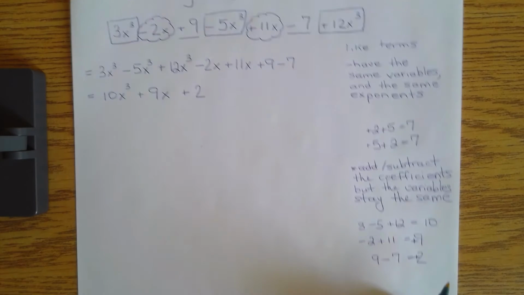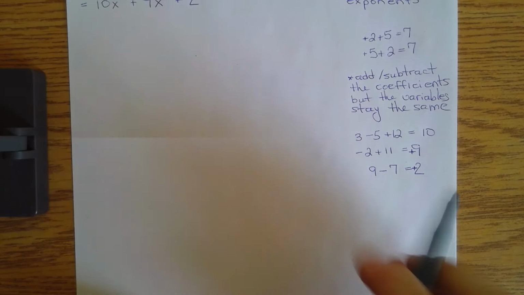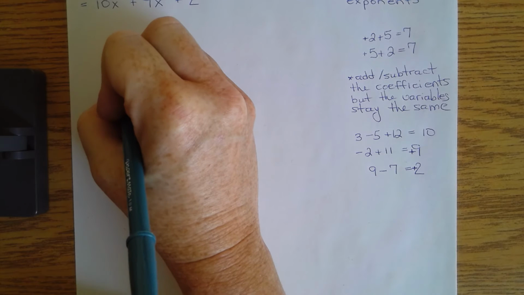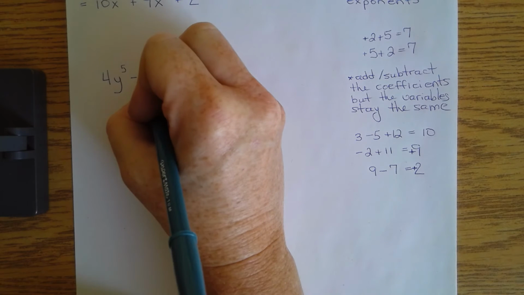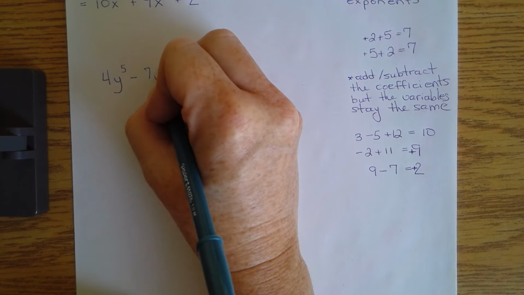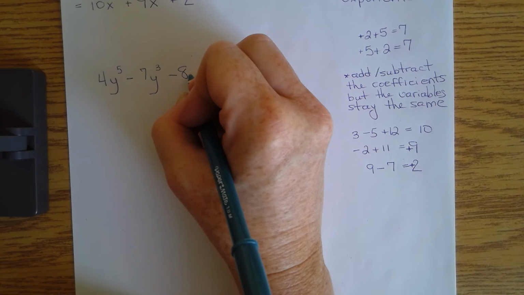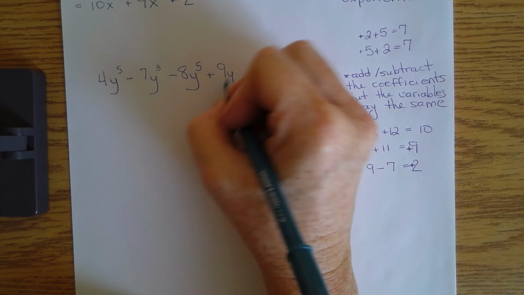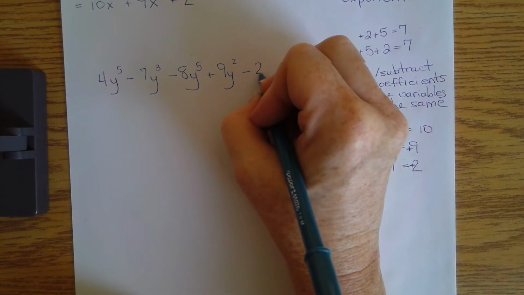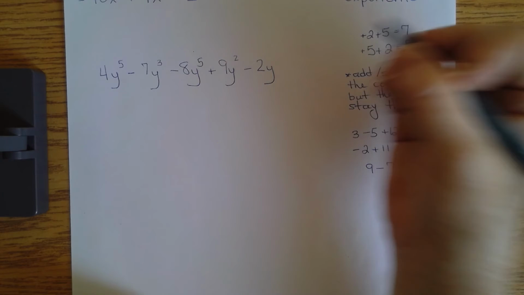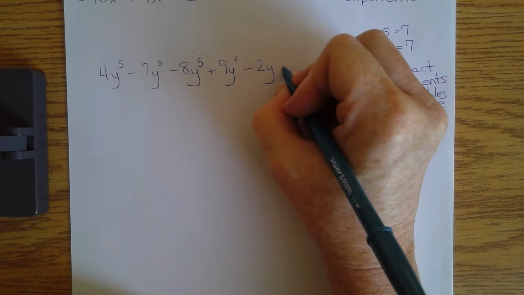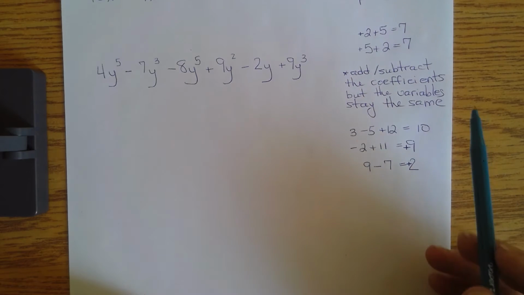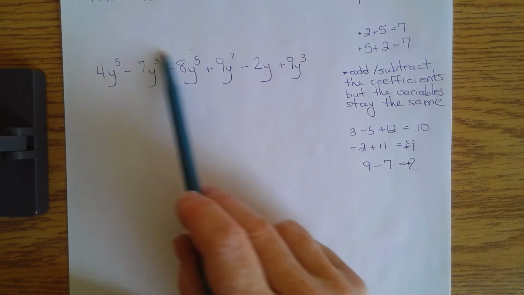So let's take a look at one more to make sure that we have it. Okay, so I'm going to do 4y to the 5th minus 7y cubed minus 8y to the 5th plus 9y squared minus 2y plus 9y cubed. All right, so again, the first thing I want to do is put all my like terms in order.